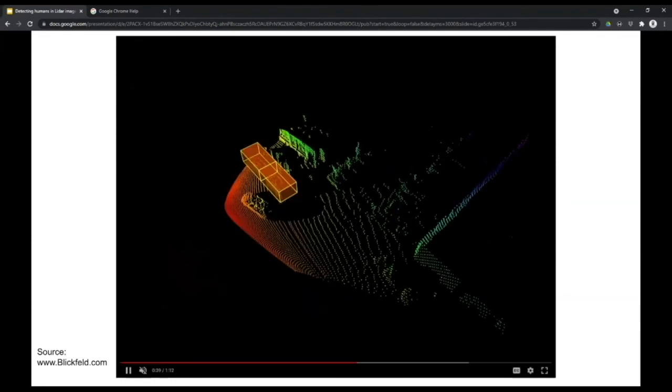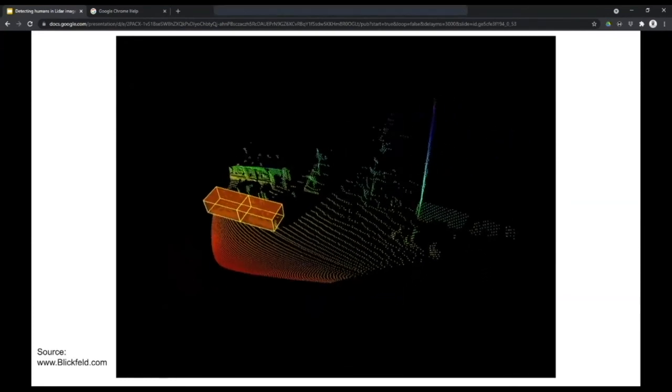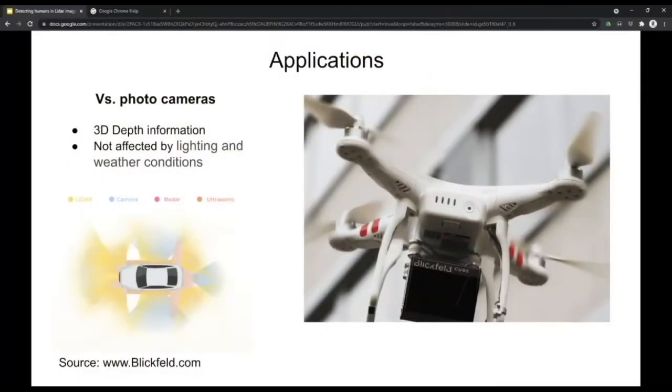Okay, what about the application of this? So you can see on the right side, the sensor from Blickfeld attached to a drone. And so we can already think about applications in farming, in security, in smart cities, but also on the left side, we can think about application in automotive. And actually, this is a very important field where we could apply this.